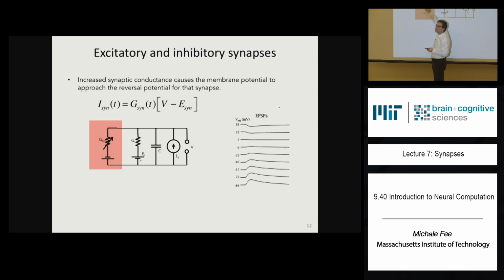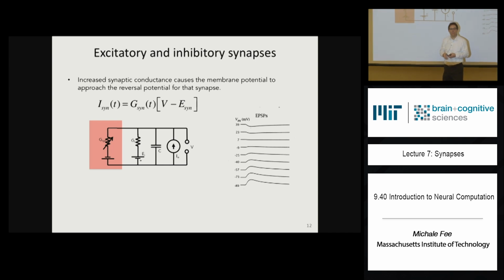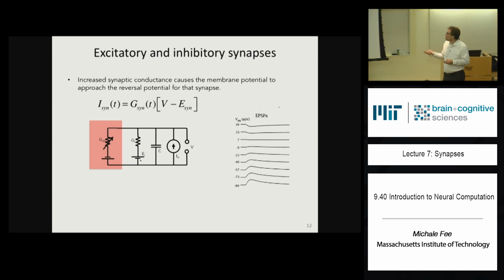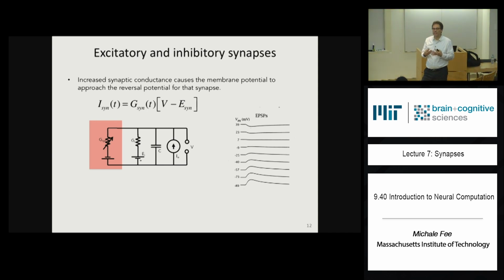Which is the same as reducing the size of a resistor. Okay. Does that make sense? Yes. So is the reversal potential always going to be 0, or just in this specific example? Great question. The reversal potential is different for different kinds of synapses.